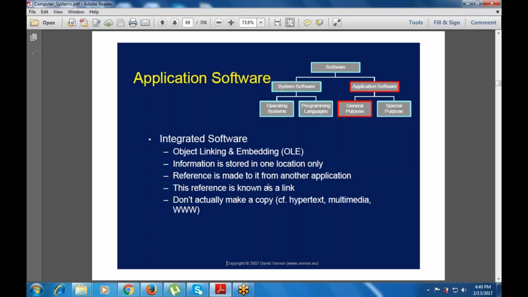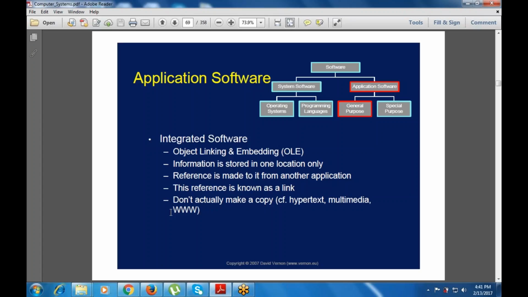Then at last there is a term that is used, OLE, object linking and embedding. In this the information is stored in one location only. That means everything is available in one location, and the reference is made to it from another application that is available with this data. This reference is known as a link. In the sense we can say this object is used as a link for the other object. That is OLE, object linking and embedding, and it doesn't actually copy the data, but it is using hypertext, multimedia or the WWW.